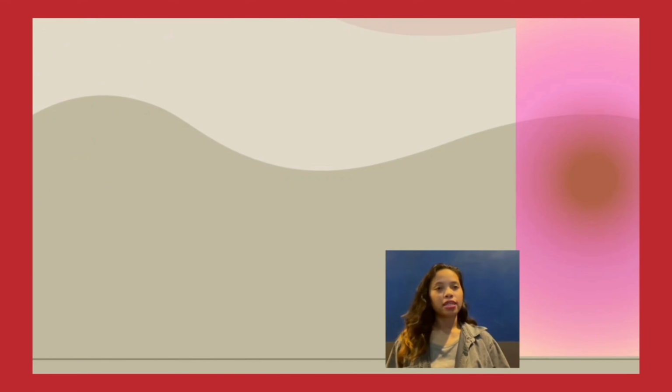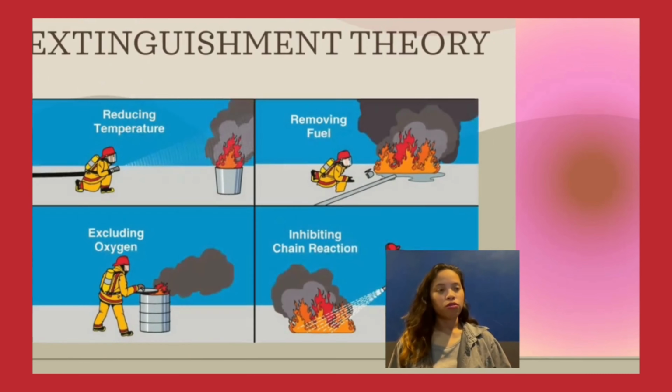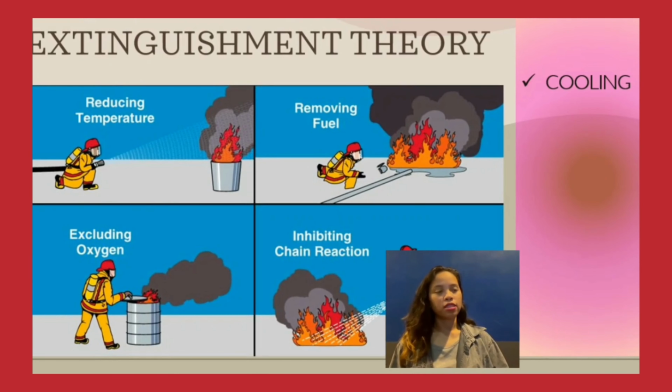So we have here the extinguishment theory. So first, we have here the cooling process. This is the process where there is a reduction of temperature. So they use, just like for example, when a fireman is trying to extinguish a fire, so they will not directly pour the water to the heat or to the fire.